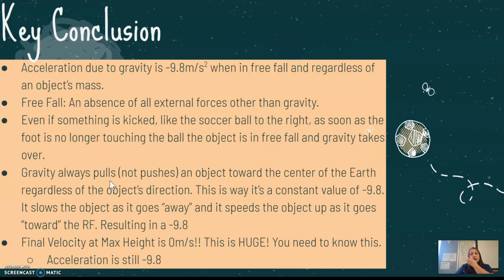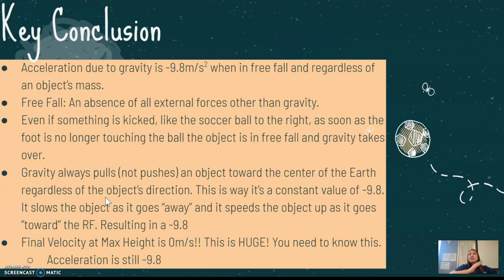People will kind of incorrectly say, oh, gravity's pushing me down. It does not. Gravity is a pulling force. So it's trying to pull you towards the center of the earth. And that's something that we'll talk about a little bit later when we talk about circular motion: why is it trying to pull us to the center? And again, this is regardless of the object's direction.